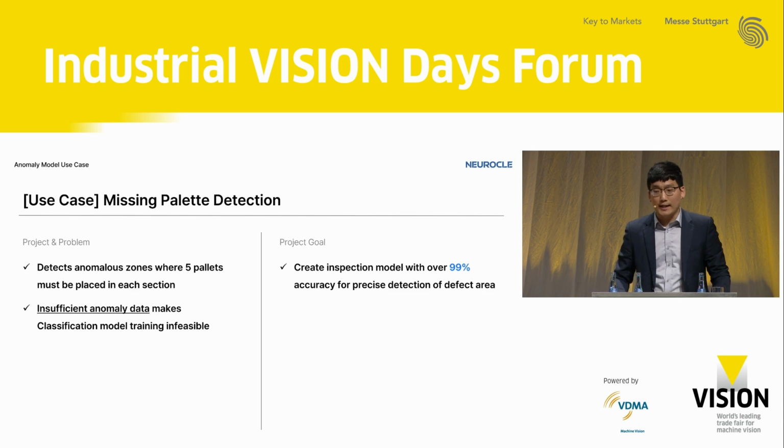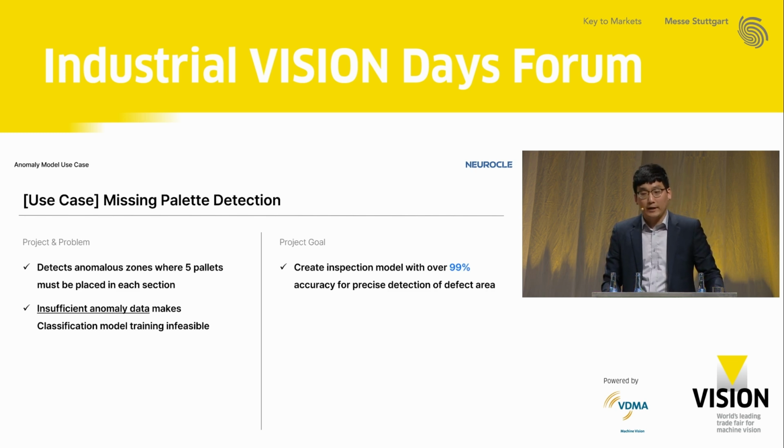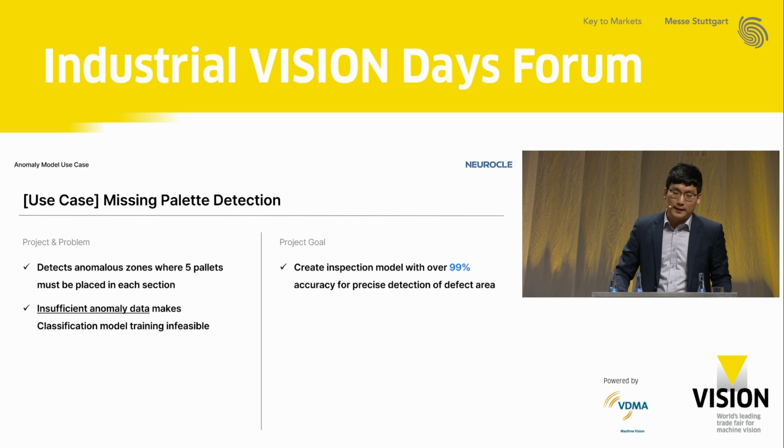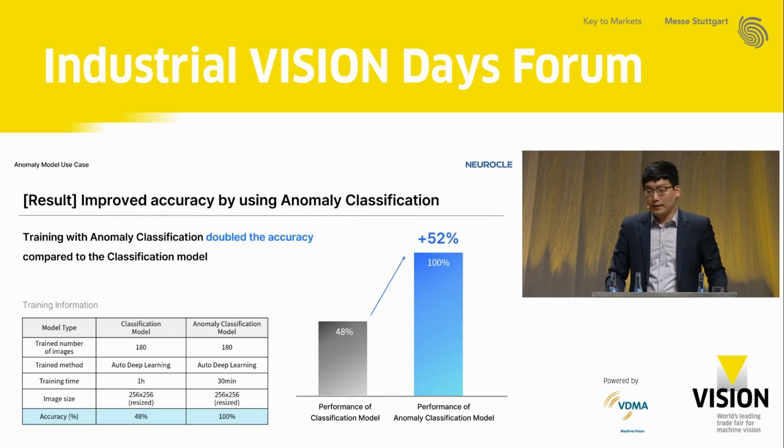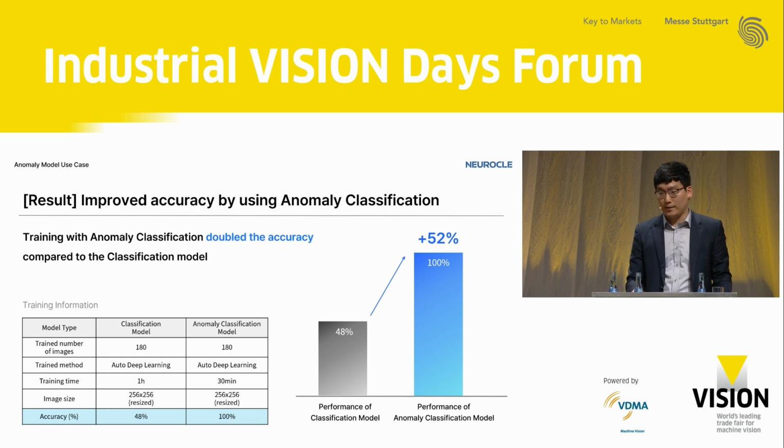So we have many use cases of anomaly models. This is just one example. We want to find out some missing pallets in some logistics centers. Normally, they have to have 5 pallets, but sometimes, very rarely, they put only 4 pallets. So with this anomaly detection, anomaly classification, we can improve our accuracy from 48% to almost 100%. That is one of the use cases we can share.